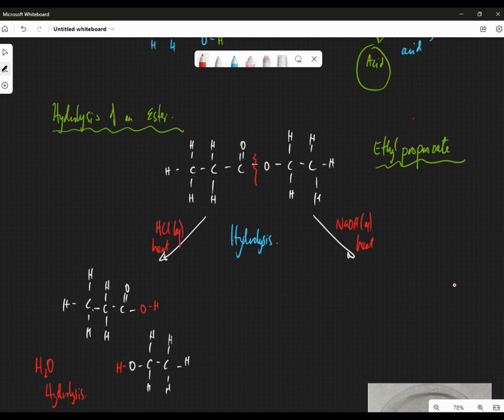All right, so on the left, if we hydrolyze with an acid, we get the carboxylic acid back and the alcohol. And on the left, this is known as acid hydrolysis. All right, now on the right, we call this base hydrolysis.